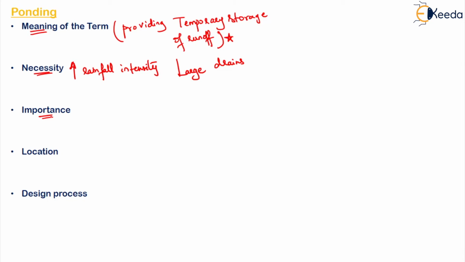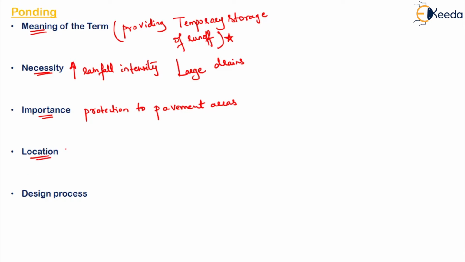Next is the importance. It is desirable for us to provide ponding wherever practically possible, due to the fact that it grants protection to pavement areas from the damage that may be caused because of the intensity of the storms, which is normally greater than the design value. Okay, next is location.